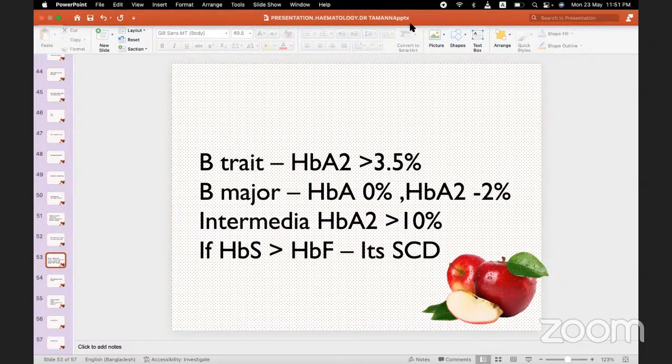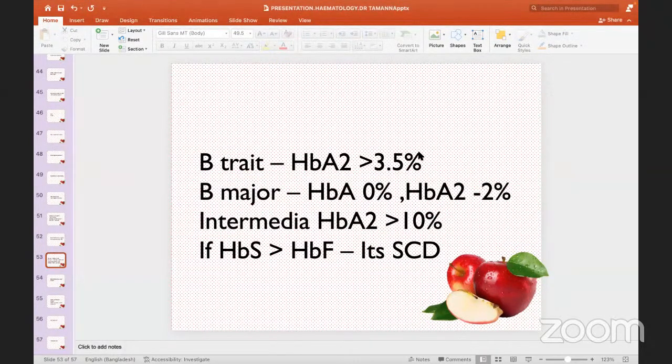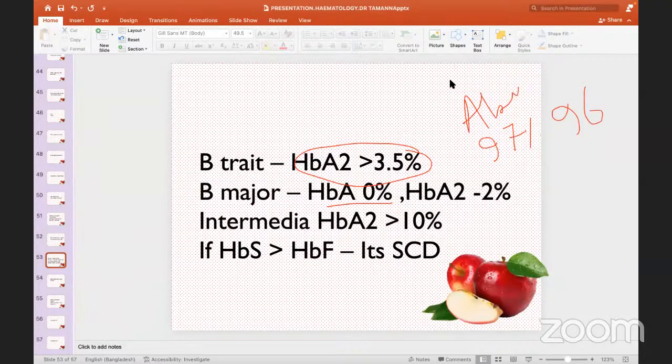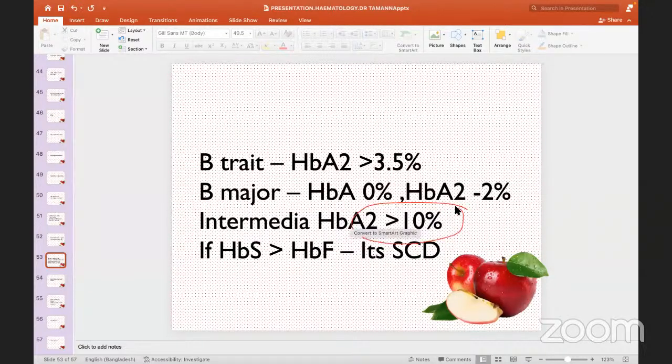In case of beta thalassemia trait or minor, hemoglobin A2 is slightly increased. Hemoglobin A is absent also. And hemoglobin F is 97% or 96%, like that. So this is the difference between trait and major. In case of intermedia, hemoglobin A2 is present, but in a little more amount.